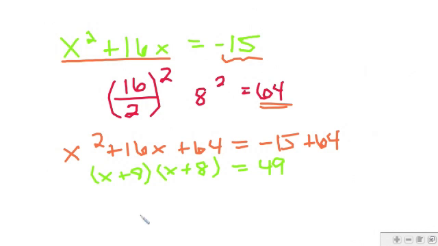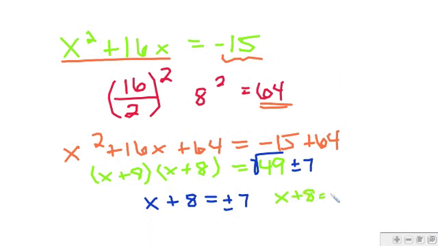Okay, so this gives me x plus 8 squared equals, well, let's square root 49. That's going to give me plus or minus 7. And since you have a plus and a minus, that just means you split it. So I'm going to get x plus 8 equals 7, and x plus 8 equals negative 7. And your final answers here, on this side, x would equal negative 1. And on this side, x would equal negative 15.